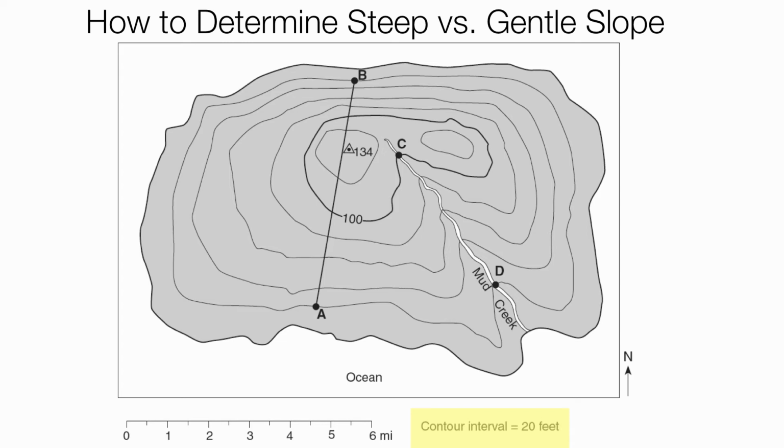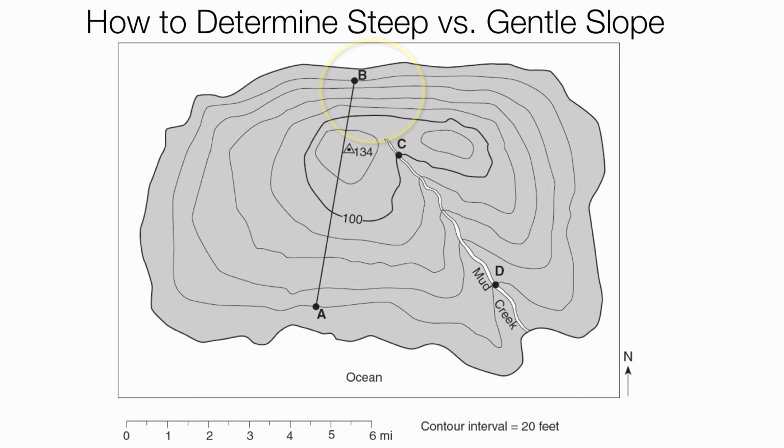Here, we're going to determine steep versus gentle slope. So the one thing you want to look at, very simply, is going to be the spacing of your lines. Spacing of your lines going to be really close together means that you have a very steep slope. You have a very steep gradient. You have a big change over a very small distance.